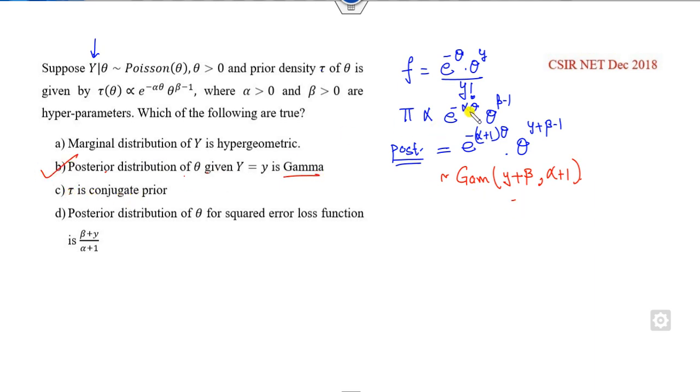Gamma is a conjugate prior. What is that? Pi is, which distribution is there? It is also the gamma distribution. Fine. Posterior is also a gamma distribution.